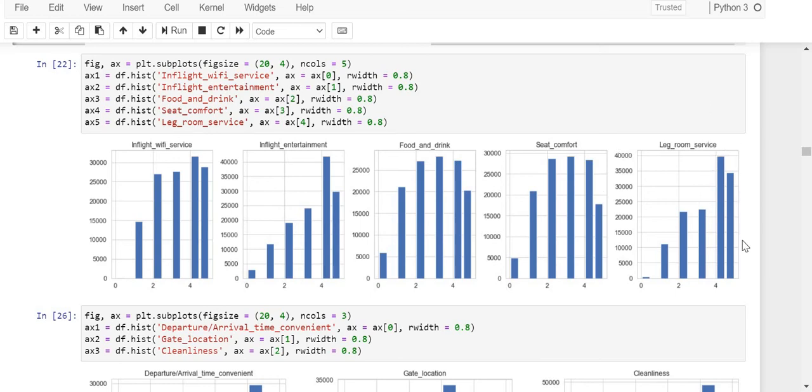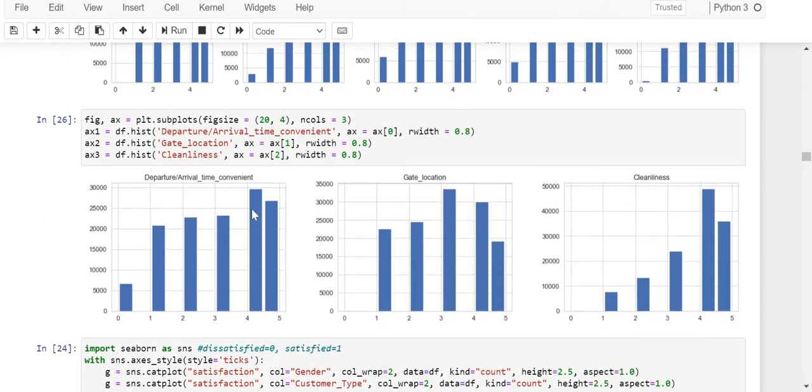Coming to leg room service, we can see 4 and 5 are given a majority of the ratings. So we can see this as a good amount of satisfaction. When we see departure or arrival time convenience, the same, 4 and 5, are given most of the ratings, so we can consider this as a good amount of satisfaction as well. The same goes with gate location and cleanliness as well.